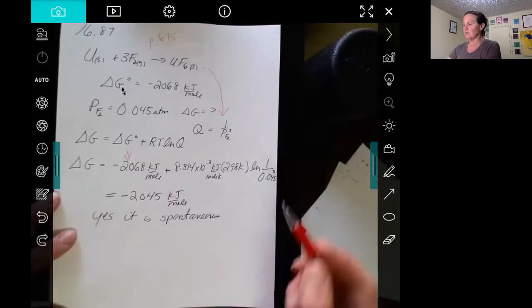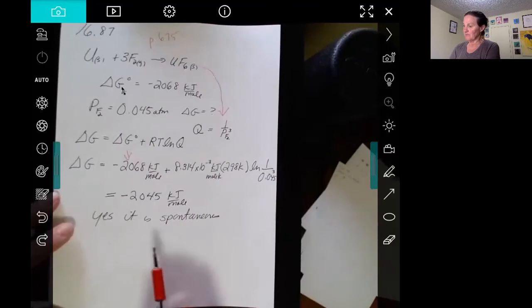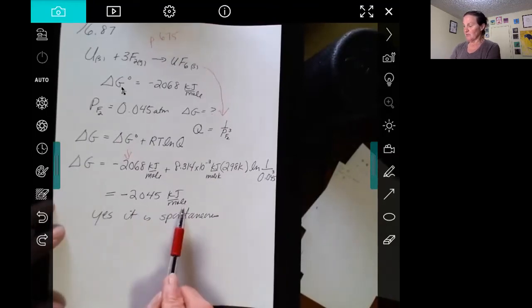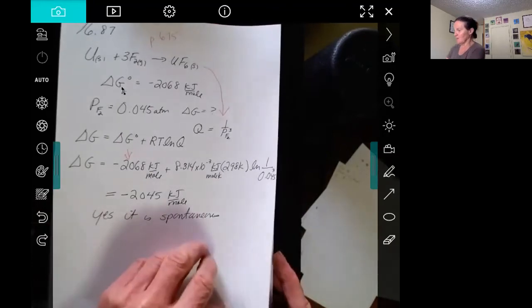Atmospheres is the right unit to work in. So 1 divided by 0.045 cubed, and I got negative 2045 kilojoules per mole. And yes, because it's negative, it is spontaneous. They ask you that at the end of the problem.